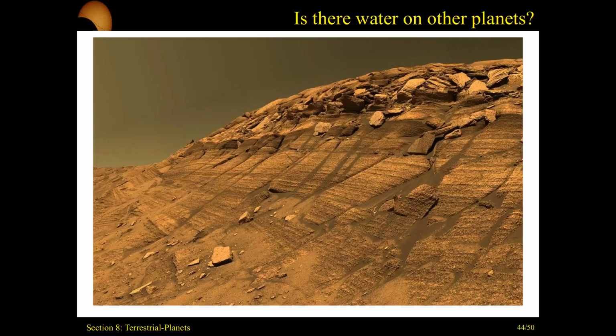Now for a big question that we're always constantly asking ourselves: is there water present on other planets? And if so, where? This is an image taken by the Martian rover Opportunity, and you see these kind of bands playing out. Is this indicative of signs of water on Mars?